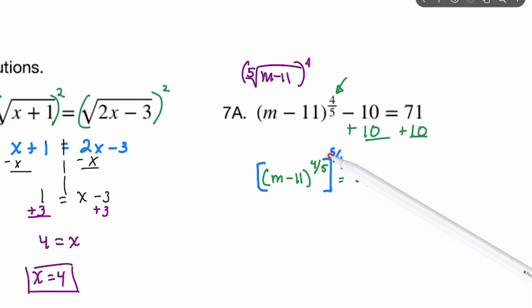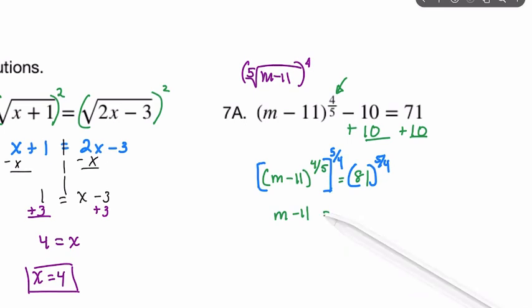Well, since these are reciprocals, reciprocals automatically multiply to 1. You can see the top would give you 20, the denominator would be 20, and 20 over 20 is just 1. But if I do it to the left, I have to do it to the right, so I got to raise this side to 5/4. But the nice thing is, now that this multiplies to 1, I can drop all these parentheses, because it's just m minus 11 to the first power, and we don't show first powers.